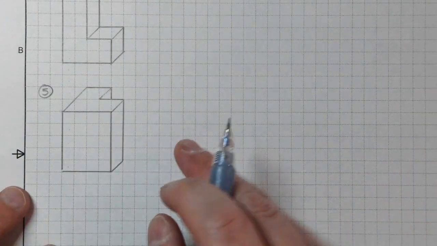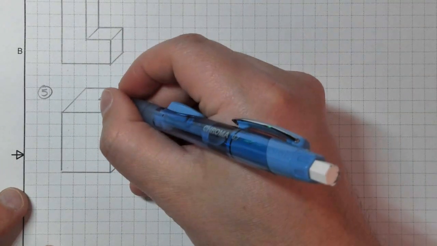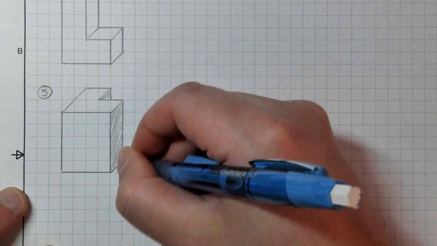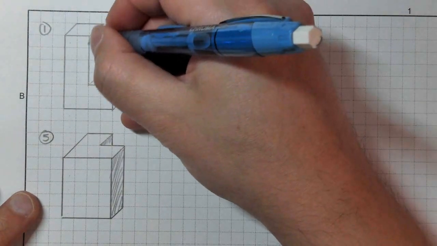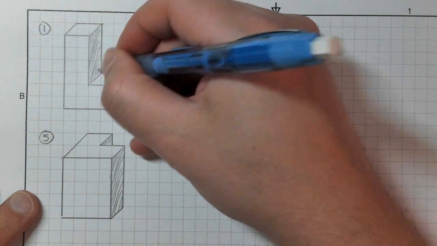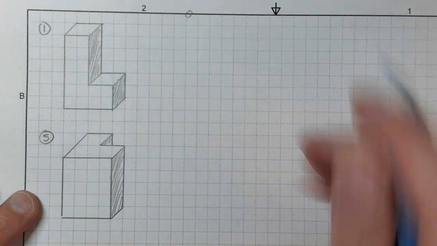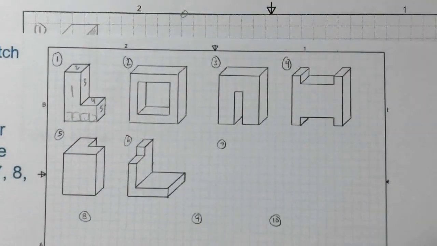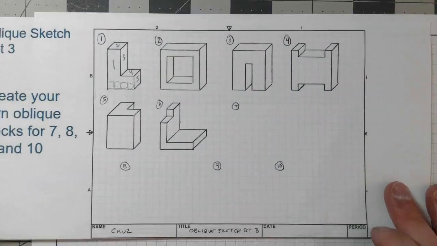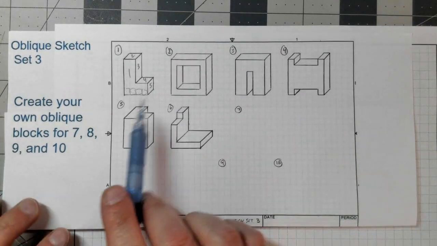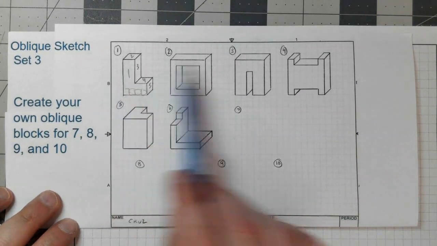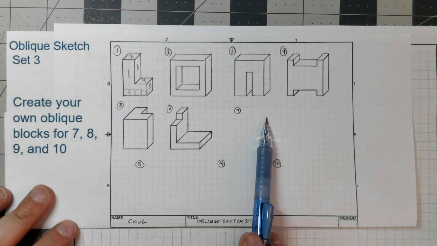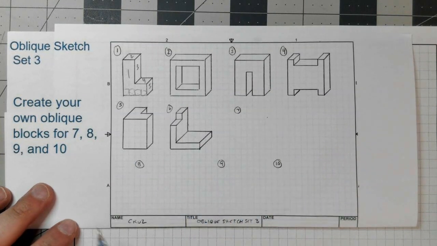All right, if you want to take it a step further, go ahead and hatch the sides of your blocks. That really makes it pop off the page, gives it more contrast and depth, makes it look more 3D. And again, this is what I'm looking for in Oblique Sketch Set 3. I'm looking for 10 objects. The first 6 have been given, so draw those in oblique, and then you're going to create your own for 7, 8, 9, and 10.